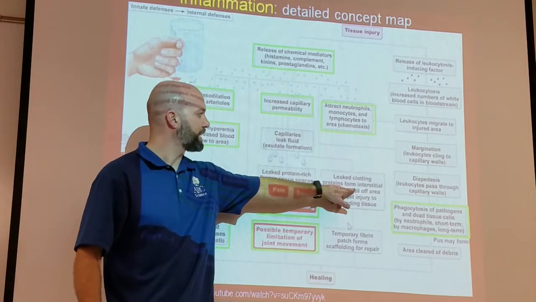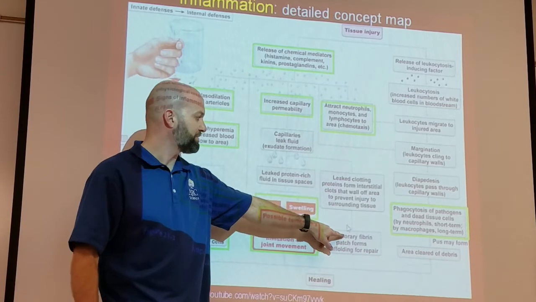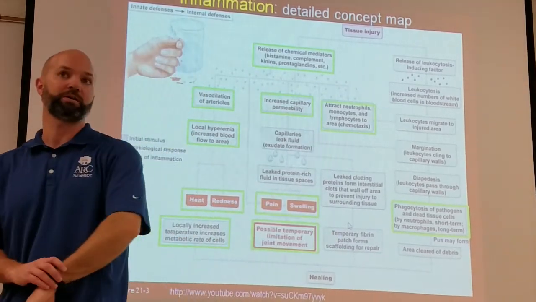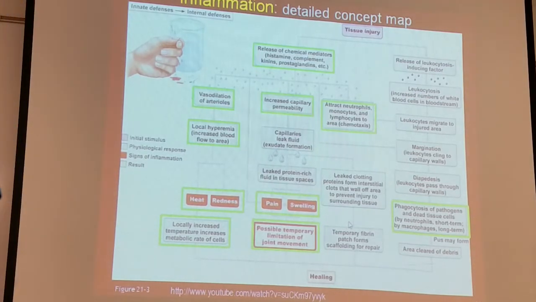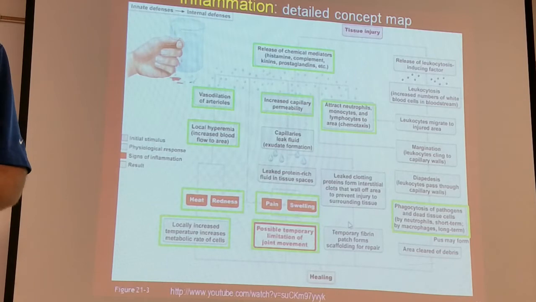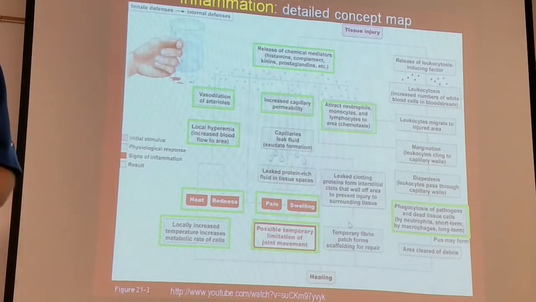So that's what they're describing here, interstitial clots, temporary fibrin patch. And it also forms a scaffold for repair. We saw that in skin repair. Before granulation tissue forms, we have the blood clot. It's sort of the original scaffolding. It's something that capillaries can grow into, something that stem cells can migrate onto to start reforming the epidermis.